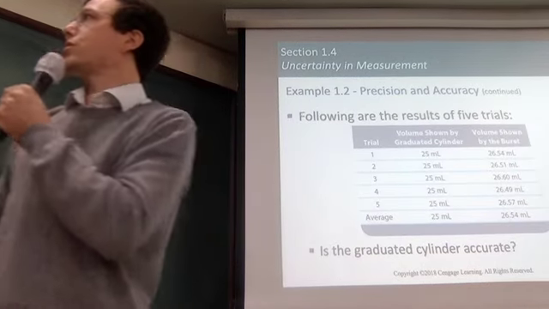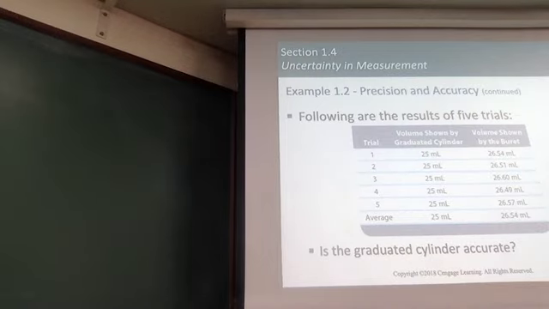Right? So you can see that the graduated cylinder always showed 25 milliliter. But when he puts this into the burette, you can see that there's a scatter around, there's some kind of random error. And the question is, is there also systematic error on top of the random error? So who of you thinks that there is a systematic error?